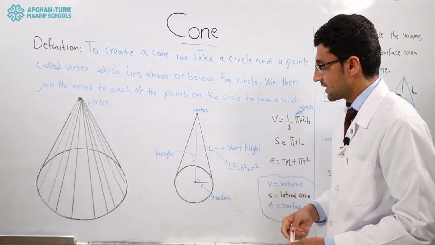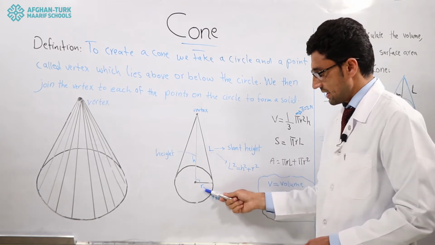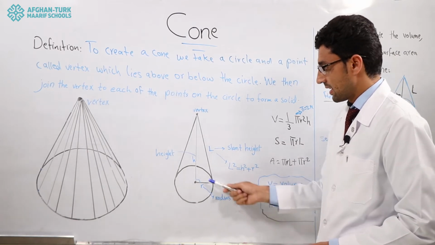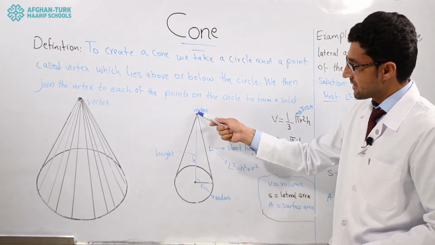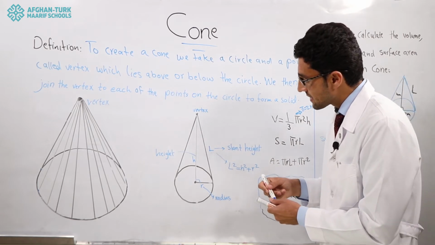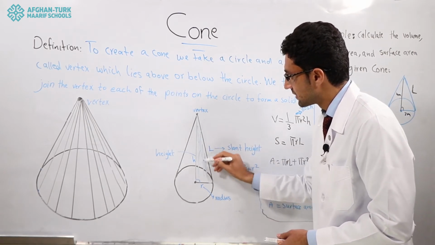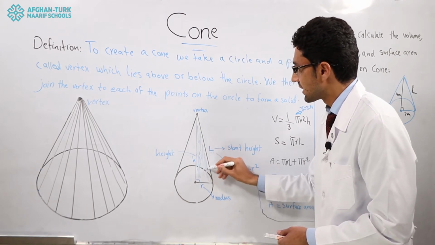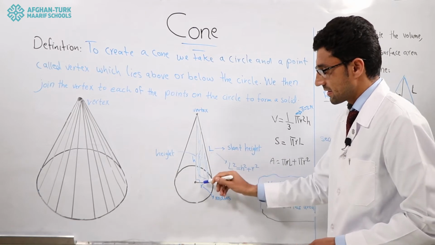Okay, I introduce you to the terms of the cone. You see, it is the radius. This is the height. This is the vertex. And this line is called the slant height. Here you see a triangle, a right triangle.